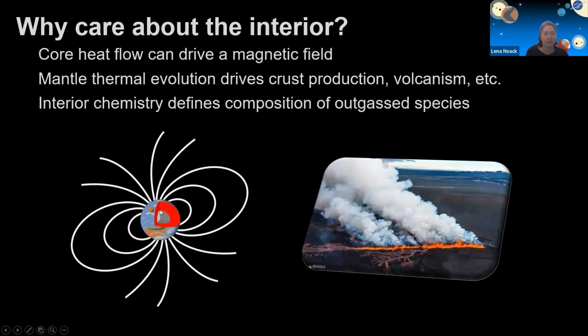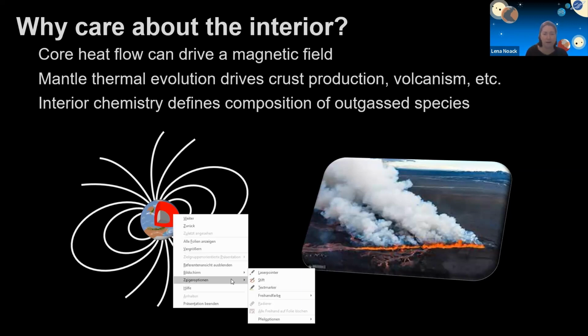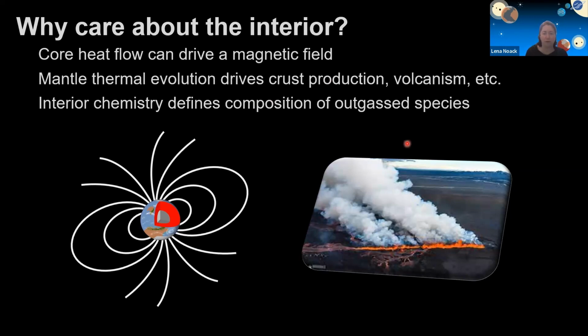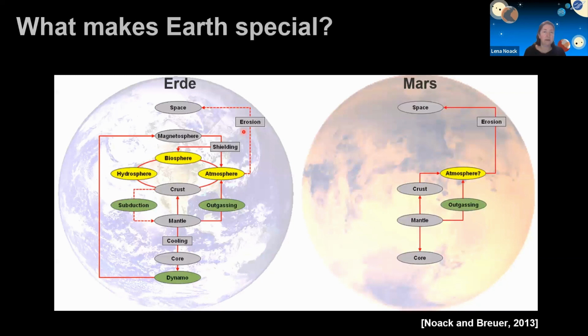And we also need to consider what the chemistry of the interior of the mantle is like, to have a better idea of what kind of outgassing or what kind of atmospheres we would actually expect. And why all these things actually matter. We can have a look at our own solar system and compare our own planet, Earth, with Mars, our neighbor planet. Mars is actually much smaller than Earth. It's about half the size. And many of these processes work differently because of that, because of the size.